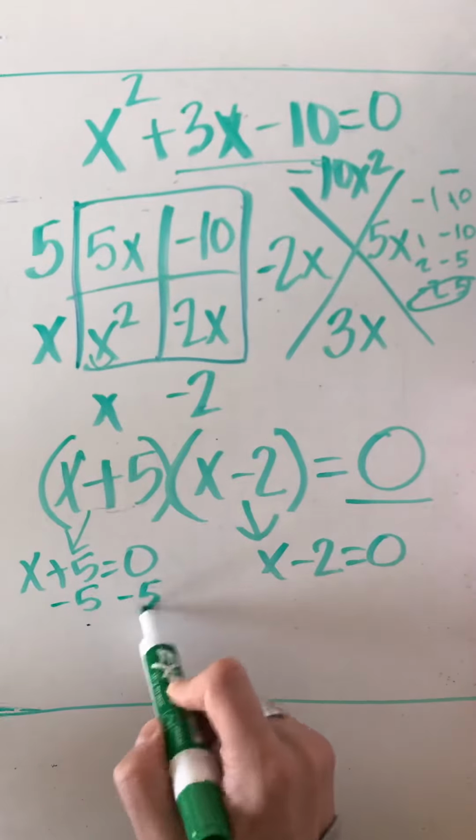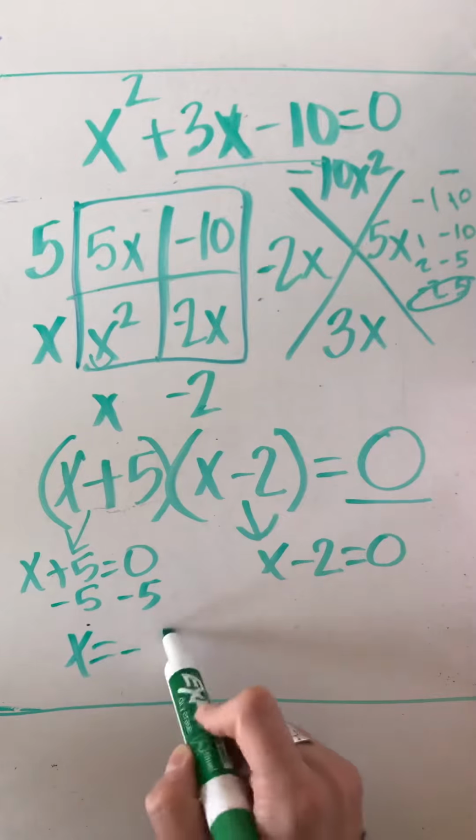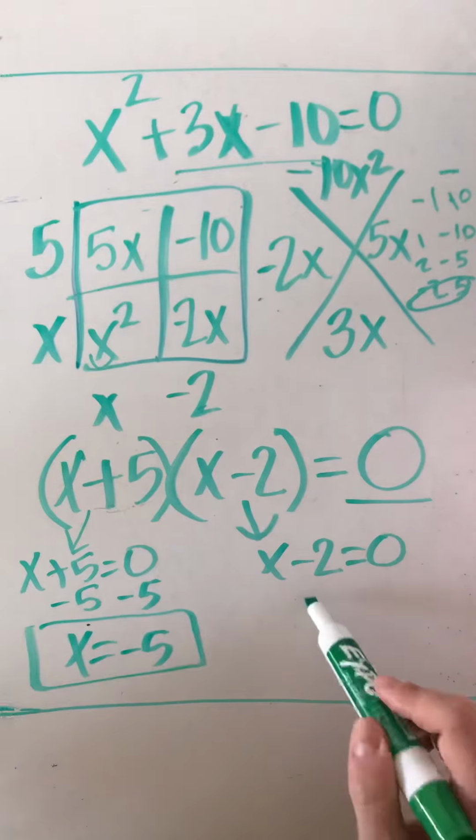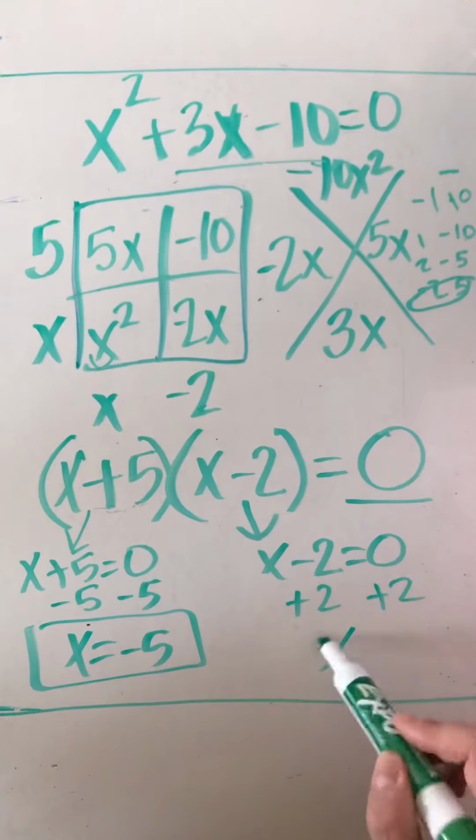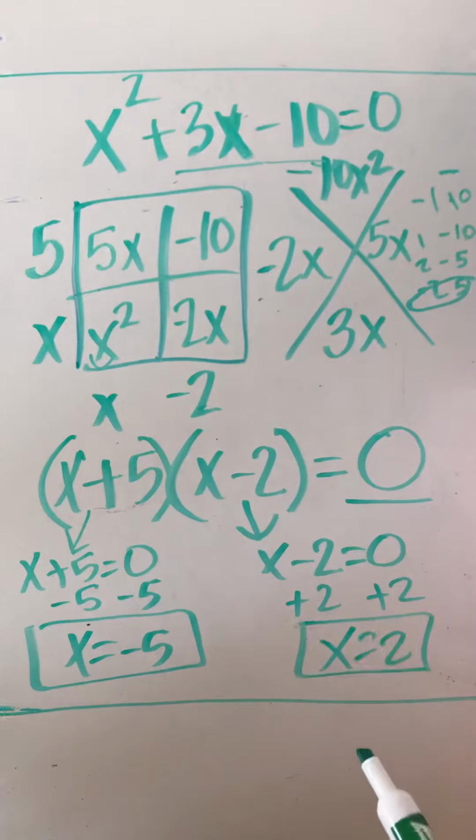So you can take away 5 from both sides, and x equals negative 5. That's one of my solutions. Add 2 to both sides, and x equals 2. That's another of my solutions.